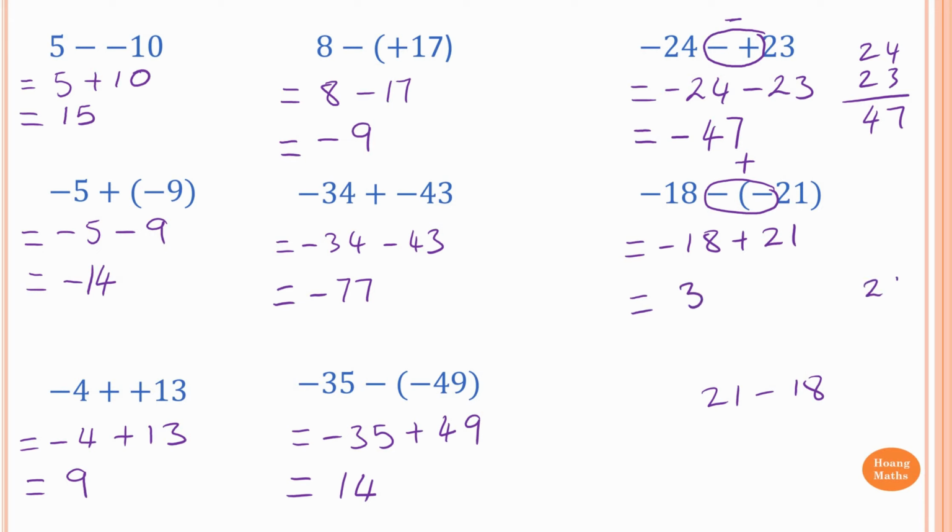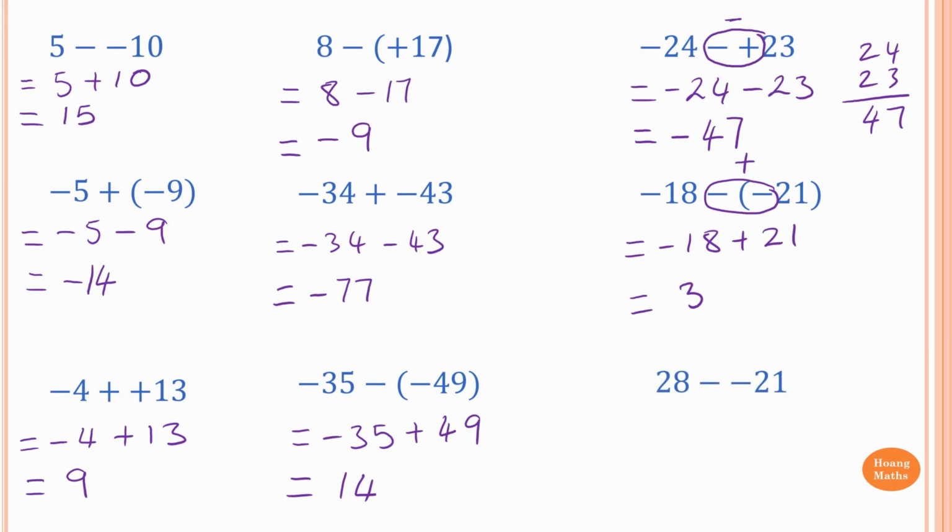Otherwise, you just write 21 minus 18. Okay? So 1 cannot minus 8. You borrow 1 from here. The 2 becomes 1. This becomes 11. 11 minus 8. 10 minus 8 is 2. Add 1 is 3. And then 1 minus 1 is 0. So the answer is 3. There you go. Next one.